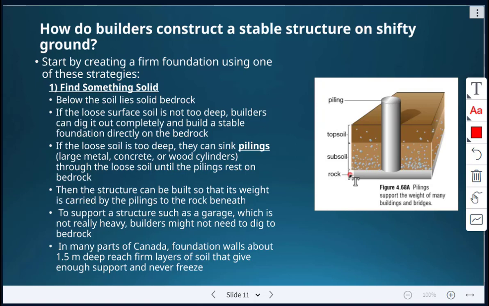So below the soil, we see solid bedrock. If the loose surface soil is not too deep, builders can dig it out completely, and then they can build a stable foundation directly on the bedrock. If the loose soil is too deep, they can sink these pilings. These are large metal, concrete, or wood cylinders. They sink them through the soil until they rest on the bedrock. Then the structure can be built so that its weight is carried by these pilings to the rock beneath.